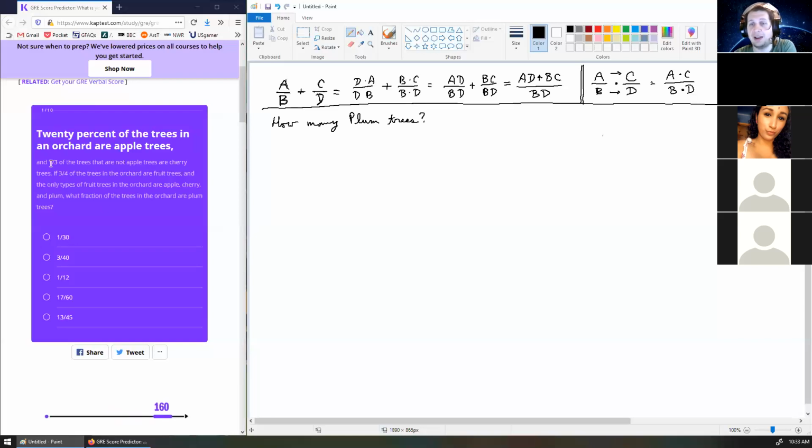So, what other things do we know right off the bat? We see 20% of the trees are apple trees. How do you come to that? That's the big white letters at the top of the problem, the first thing. Ah, fantastic. They give it to us.